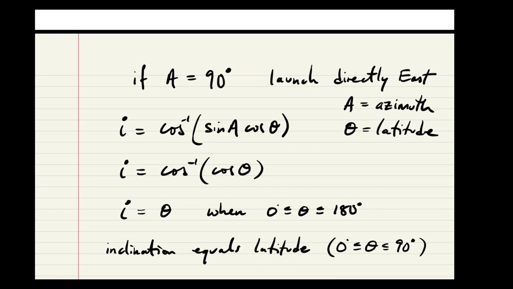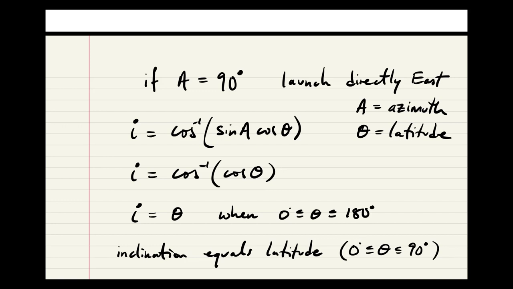Suppose that you launch at an azimuth of 90 degrees, exactly east, directly east. So A is the azimuth and theta is the latitude. And we can write the orbit inclination as a function of those two values here using the cosine inverse. So when the angle A is 90 degrees, the sine of 90 degrees is just equal to 1. And so it just reduces to the cosine inverse of the cosine. And of course, those two functions would cancel each other as long as theta is in the domain and range of the cosine inverse, which means angles between 0 and 180 degrees, the inclination, I should say. The inclination just works out to be exactly equal to the latitude.